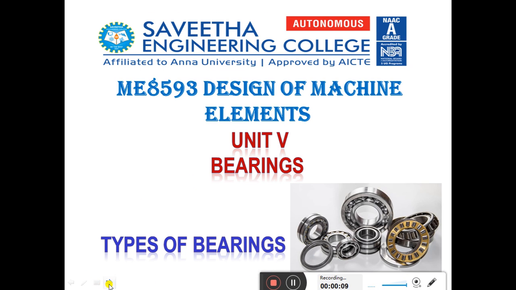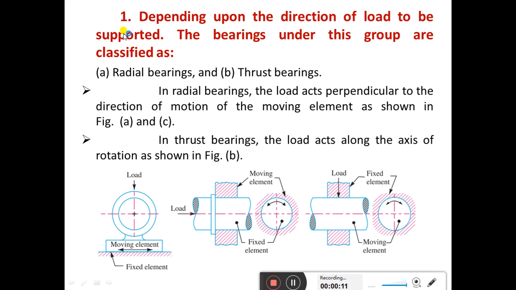So, what are the types of bearings available? Depending upon the direction of load to be supported, there are two types of bearing: radial bearing and thrust bearing. In a radial bearing, the load acts perpendicular to the direction of motion of the moving element, as shown in figures A and C. See this, the shaft is placed so the load is perpendicular to the direction of motion.